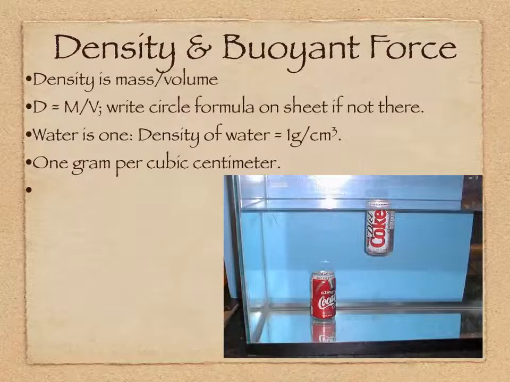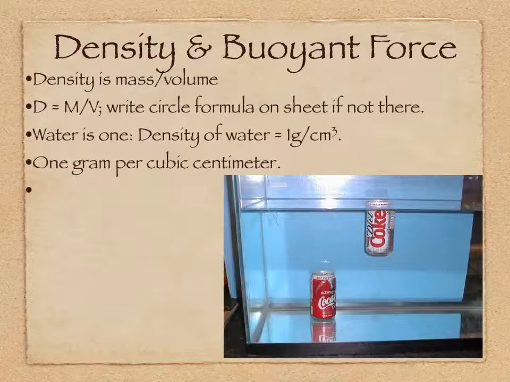Archimedes' Principle states that the buoyant force pushing up on that object is equal to the weight of the water that is displaced by the object. So that is the volume of water that the object takes up. If you weighed it, that water would be equal to the buoyant force.